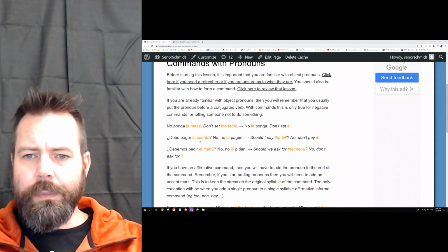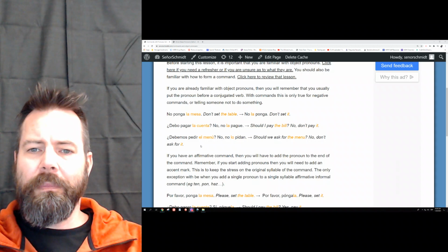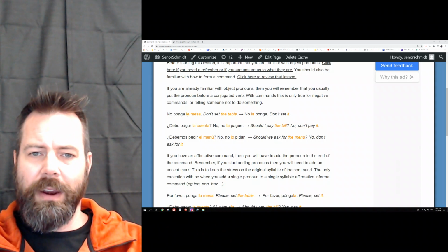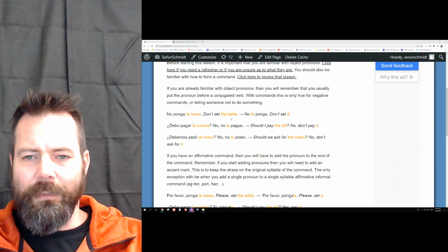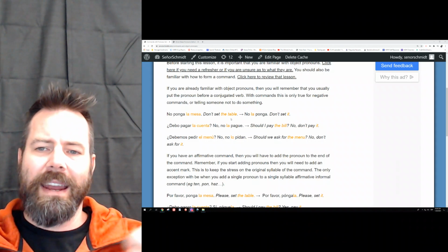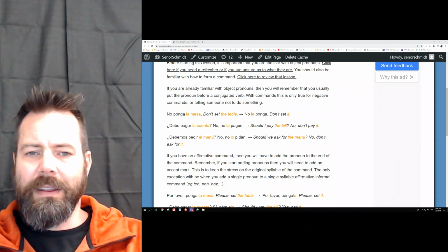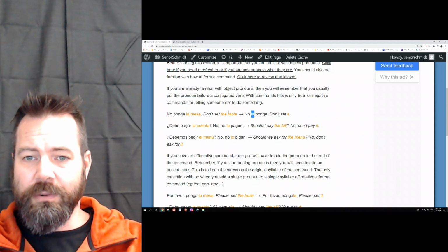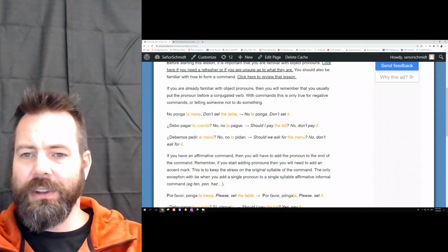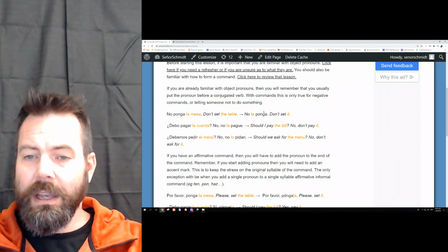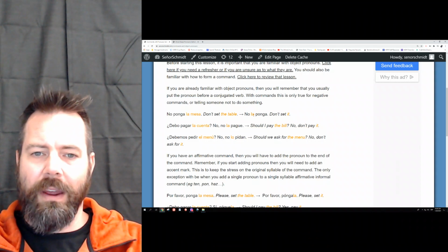Okay, if it's a negative command, you put your pronoun in front. So if we have a sentence like no ponga la mesa, don't set the table, and we want to change it and say don't set it, we put the la, which is referring to it, the table, right? No la ponga, don't set it. Okay? So negative commands, pronouns go right in front.